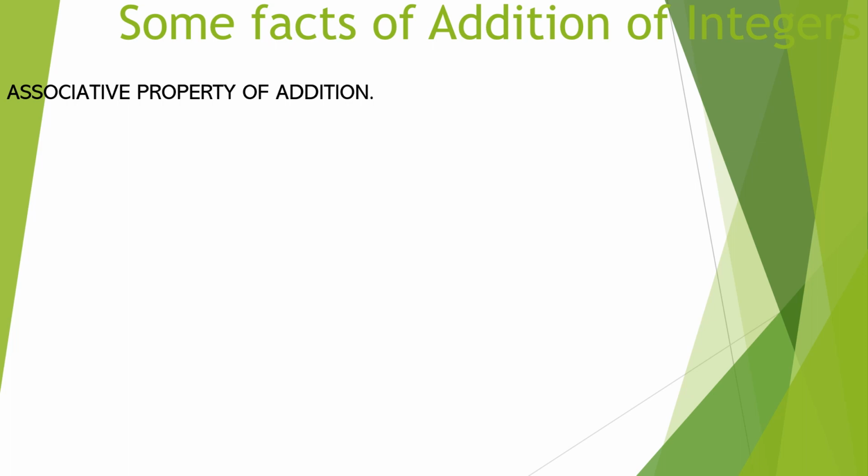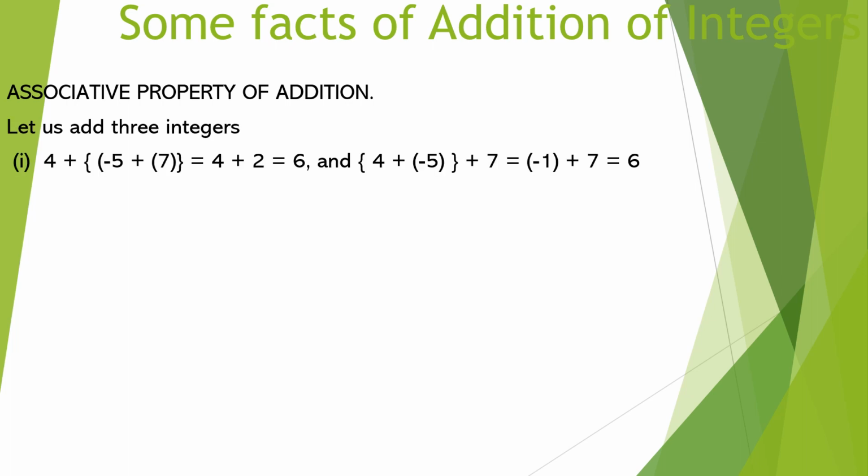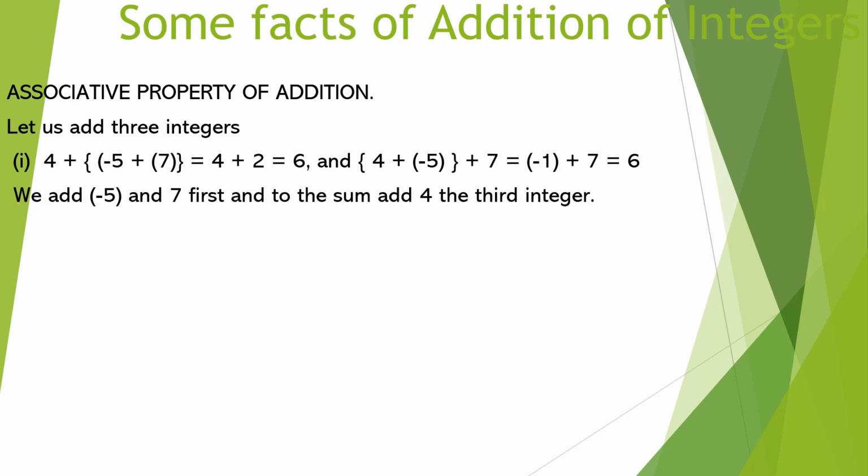Associative property of addition. Let us add three integers now. We have 4 plus, we've clubbed together minus 5 plus 7. And the answer that we get is 6. Now in the second case what we do is we club together 4 and minus 5 and we add 7 to it. In this case also we get the answer as 6.